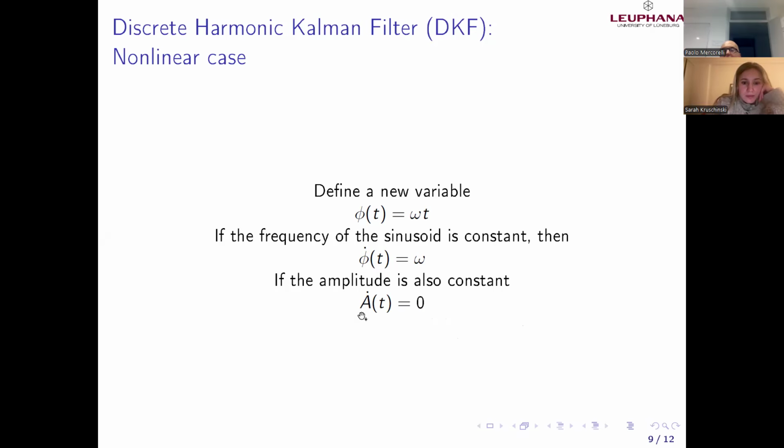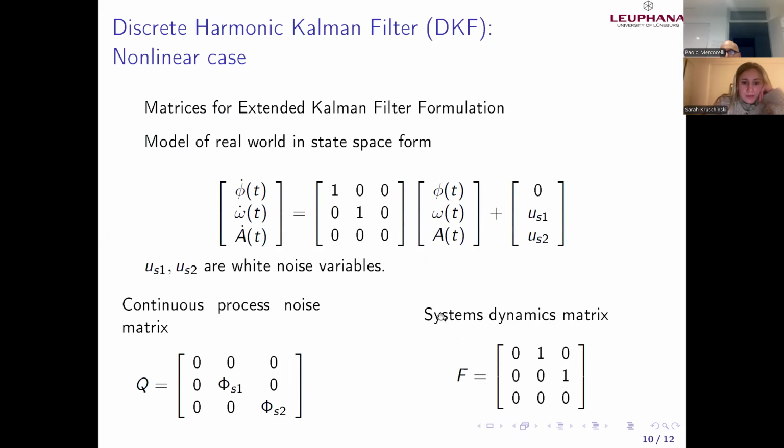It's the same here. I'm considering A as the constant. Now, I have 3 states, phi, omega, and A. The derivative is extremely easy, because the derivative of phi is equal omega. The derivative of omega, excuse me, here I think I made mistakes.